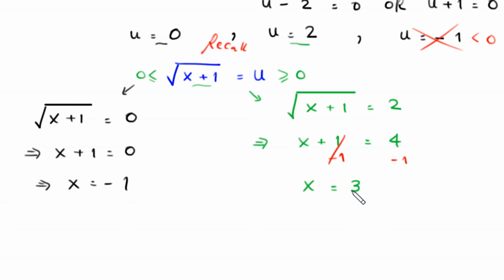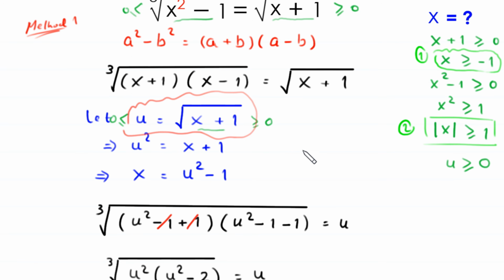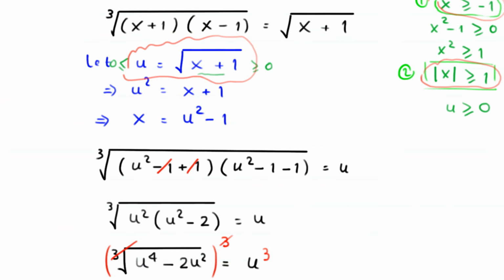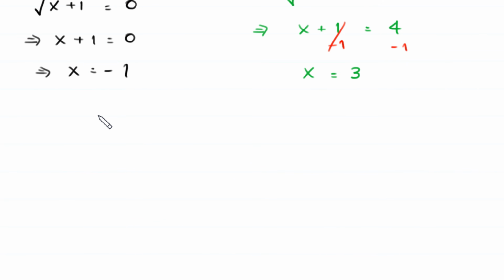Now to check the validity of these two solutions, we use the domain of this equation. The domain of the equation is, we have two conditions as a domain: x must be greater than or equal to negative 1, and absolute value of x must be greater than or equal to 1.